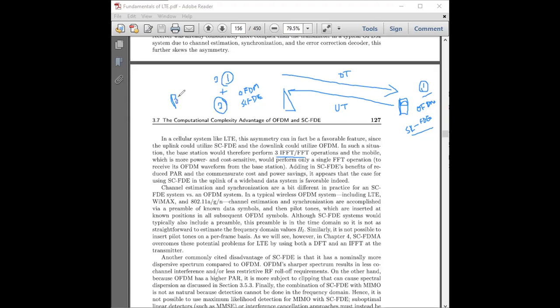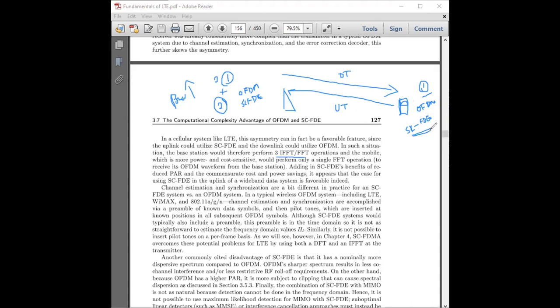Now you can see the whole power consumption burden is pushed to the tower end, whereas your mobile consumes lesser power. That means now your mobile phone will last longer. The battery in your mobile is going to last longer. Okay, so this was the reason why.